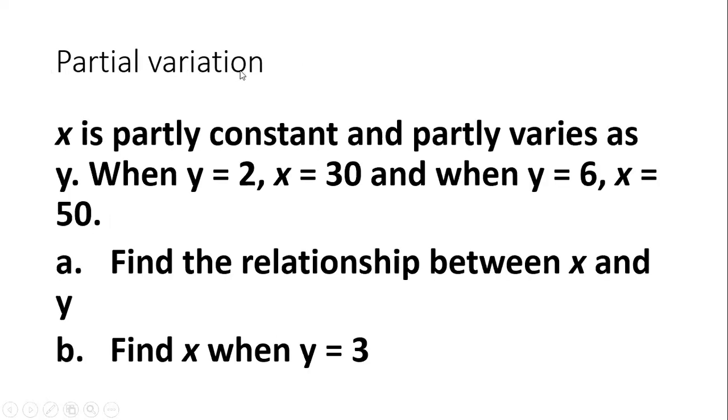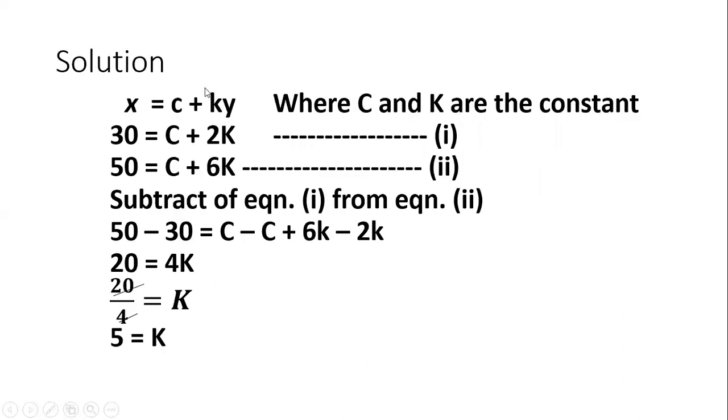The last type of variation we normally talk about is partial variation. I would say X is partly constant and partly varies as Y. When Y is 2, X is 30, and when Y is 6, X is 50. So find the relationship between X and Y. Find X when Y equals 3. So you come up with X is partly constant and partly varies. So that's why we have the two constants, where C and K are the constants.